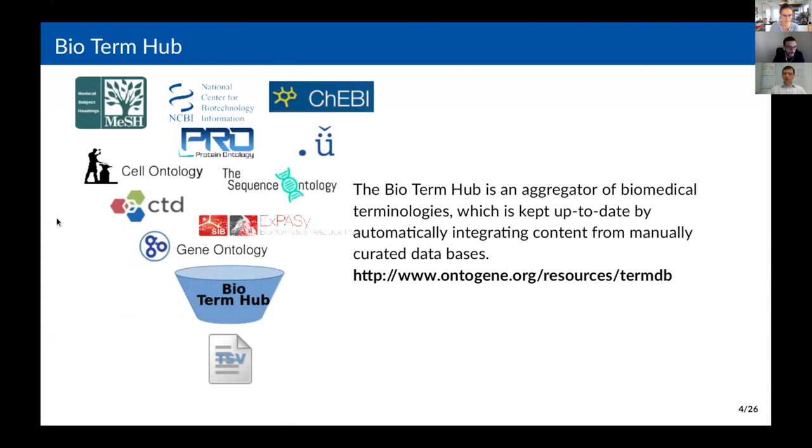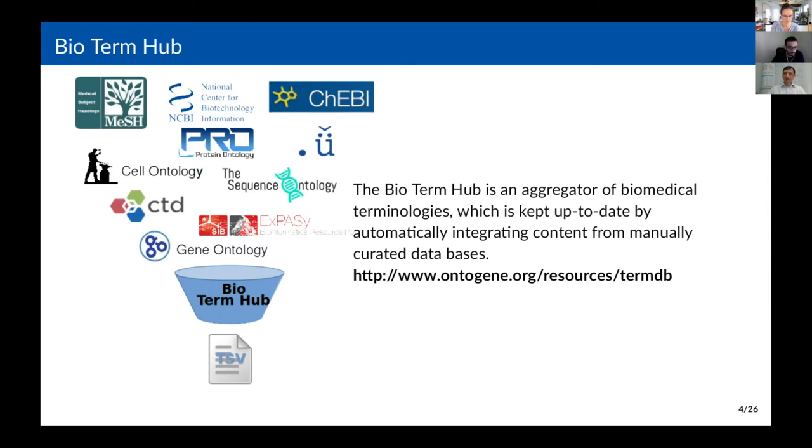So what is the BioTerm app? The BioTerm app is an aggregator, as I said before, of biomedical terminologies. What does it mean? Basically, we go and collect terminological information about biomedical entities from a number of reference databases. Some of them you see in this figure. So for example, the Cell Ontology, ChEBI, UniProtKB, SwissProt, and so on and so forth. So we fetch the terminology from those databases, we put them together and we provide them for an annotation service.